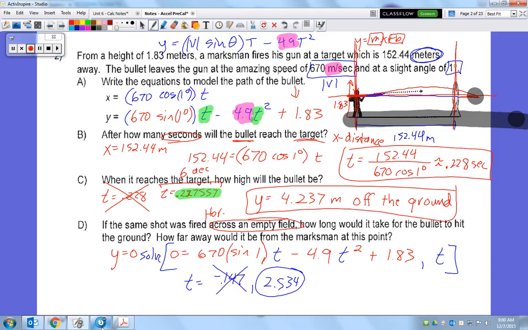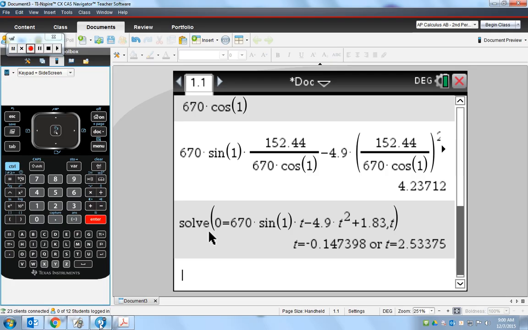So again, I'm going to use as exact as I can. So let me go back to my calculator, and I'm going to use this 2.53375 answer, which comes out to 2.533747. And the way I got all the rest of those decimals is I just went up.